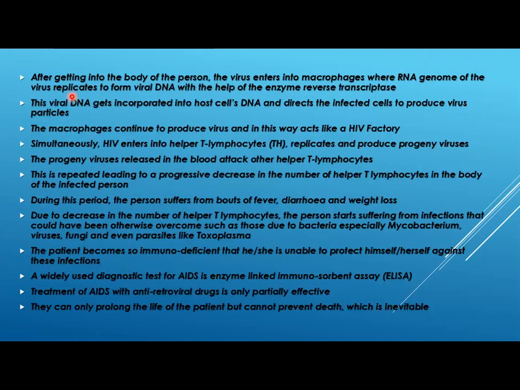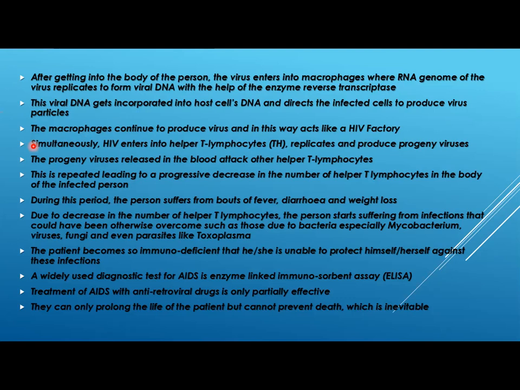After getting into the body of the person, virus enters into macrophages where RNA genome of the virus replicates to form viral DNA. With the help of the enzyme reverse transcriptase, the viral DNA gets incorporated into the host cell's DNA and directs the infected cells to produce virus particles. The macrophages continue to produce virus and in this way act like a HIV factory.